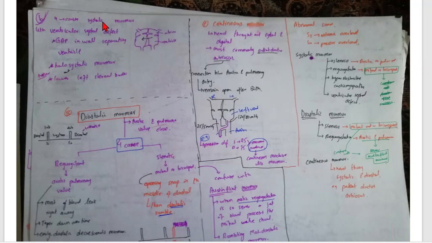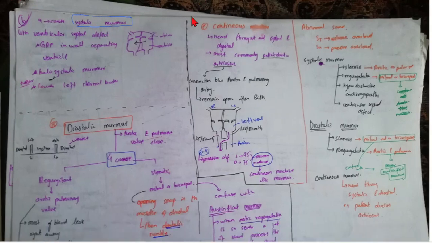Now another cause of systolic murmur is the ventricular septal defect. Due to a ventricular septal defect, a systolic murmur is also created. There is a gap in the wall separating the ventricles.